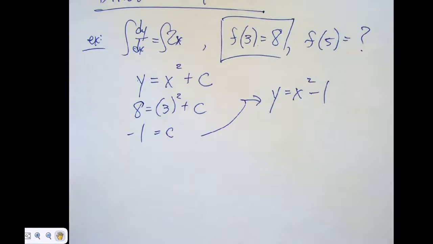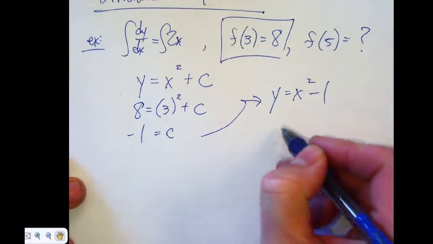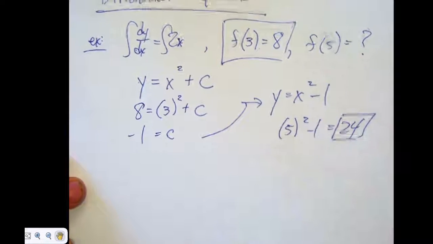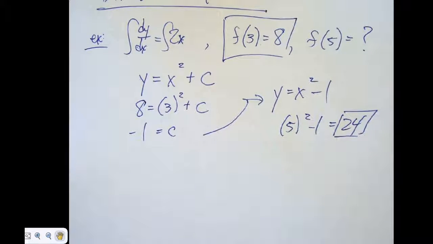And at that point, I can plug in anything I want. Like what's f of 5, what's f of 100, whatever. So if I want f of 5, now it's going to be 5 squared minus 1. So 24. How's that? Seem reasonable?